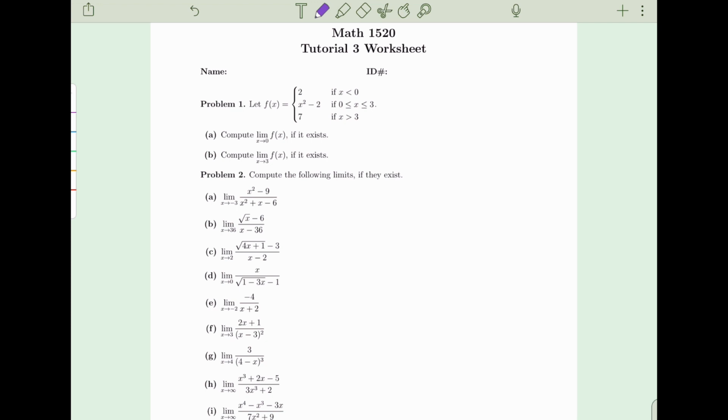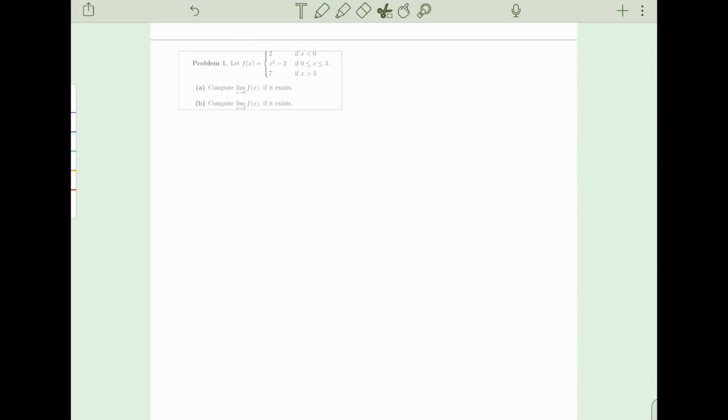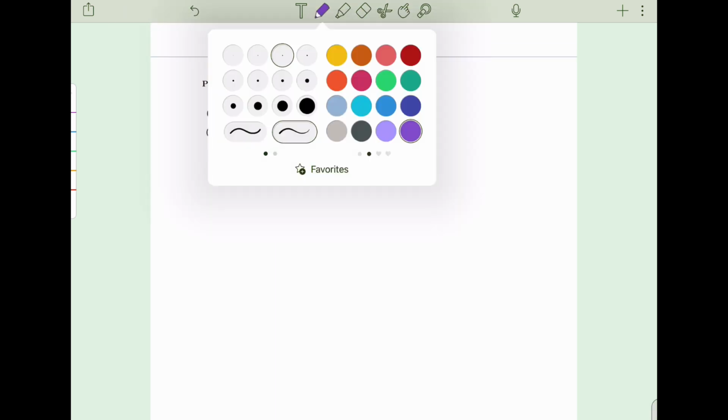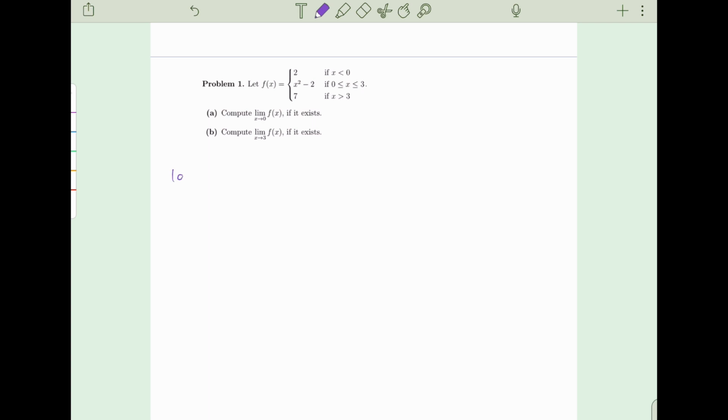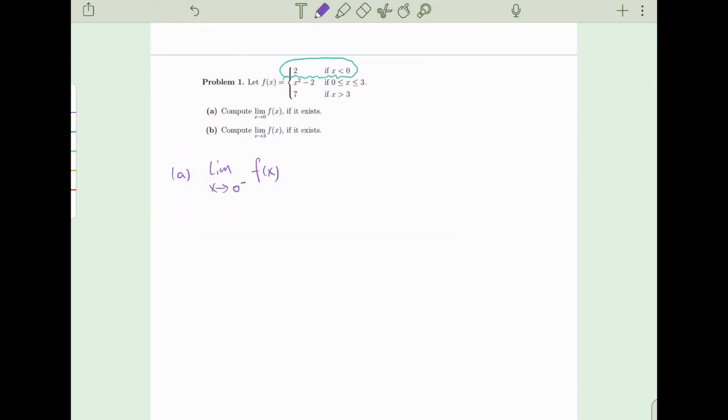To determine whether the limit exists or not, we just need to look at the limits from the left and the limits from the right. So now let's work on this question. We're going to first look at the limit from the left, that is 0 minus, f of x. Because the expression when x is less than 0, f of x is equal to 2, this gives you that on the left side, it's going to equal 2.